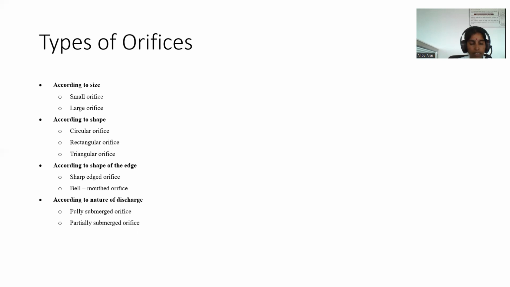The orifices are classified based on shape as circular orifice, triangular orifice, rectangular orifice, and square orifice, depending upon their cross-sectional areas. Then the orifices are classified as sharp-edged orifice and bell-mouthed orifice, depending upon the shape of the edge of the orifices. The orifices are classified as free discharging orifices, drowned or submerged orifices, and partially submerged orifices, depending upon the nature of discharge. The submerged orifices are further classified into fully submerged and partially submerged orifices.